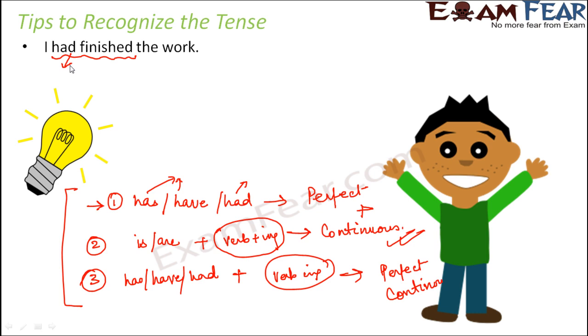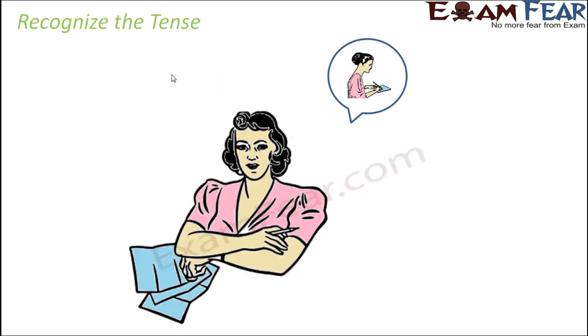So that means it is not continuous. It is also not perfect continuous. Both those options are gone because you do not have the ing verb. You only have had. The presence of had shows that it is past tense, that you are sure. Now using these 3 tips, it falls under the category of the first one. So this is past perfect. Let's look at one more example.